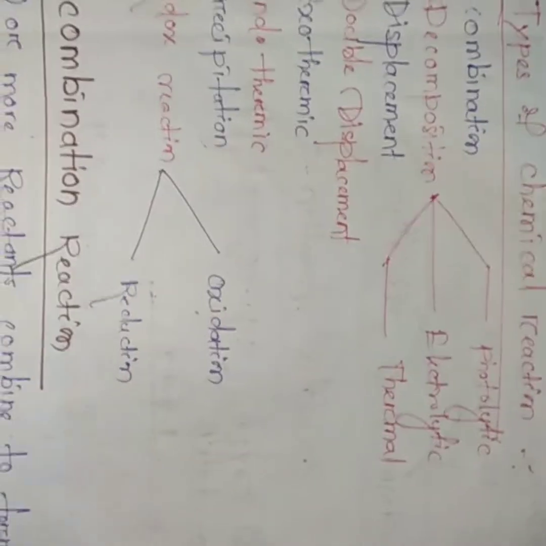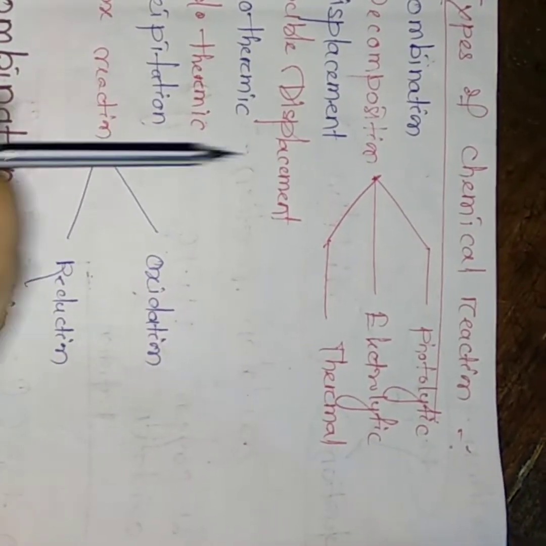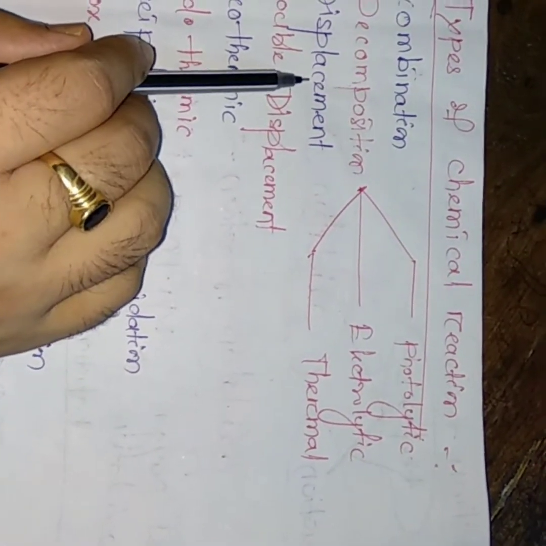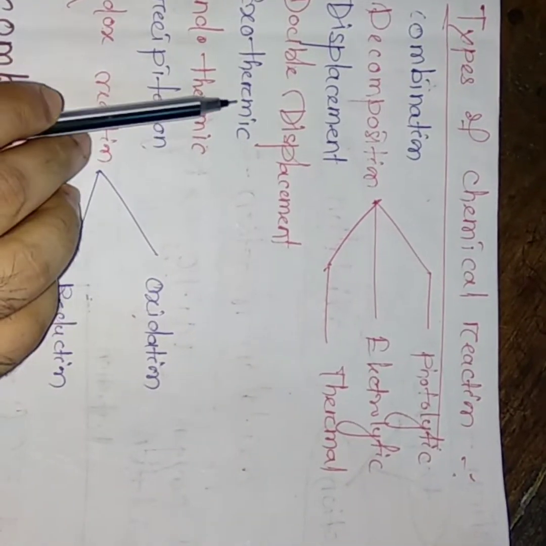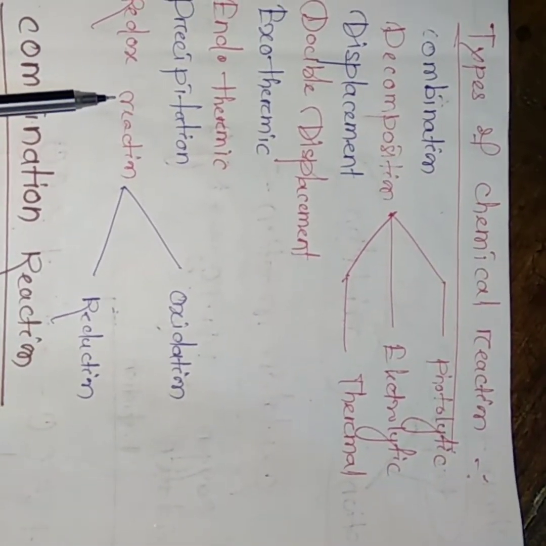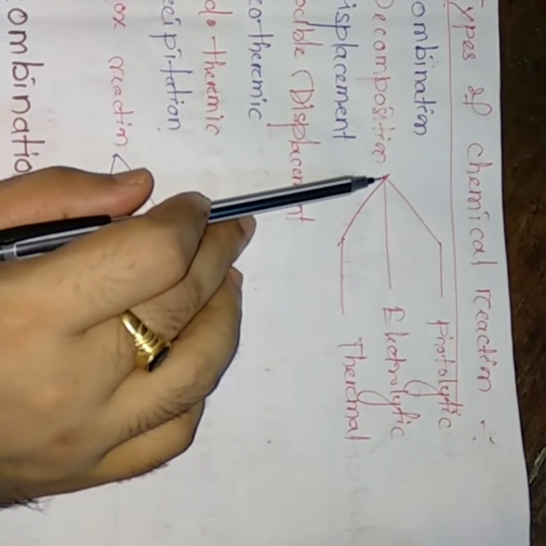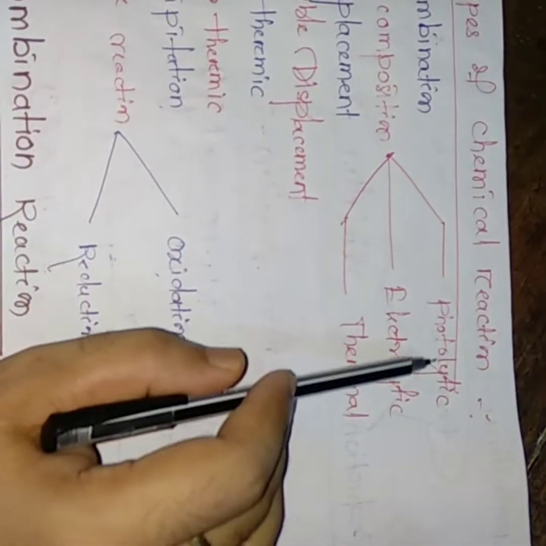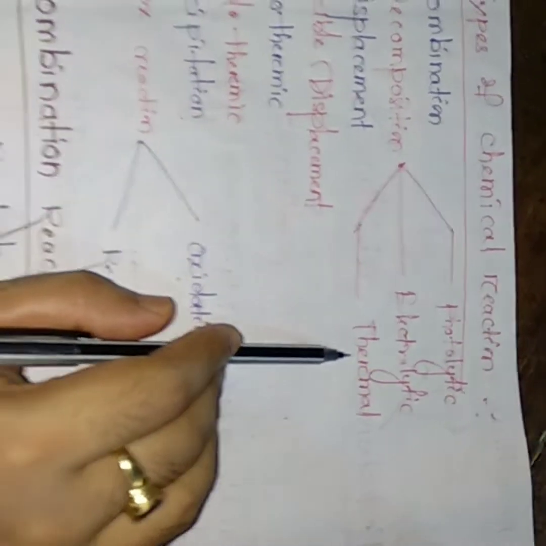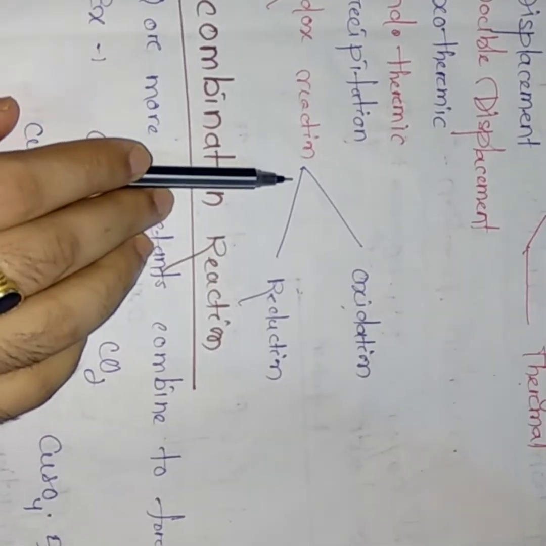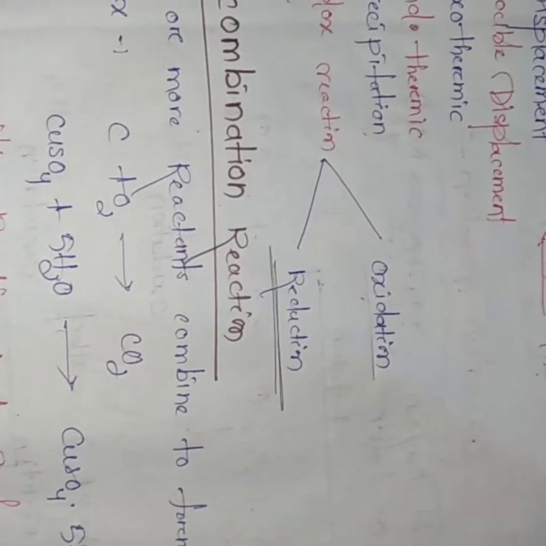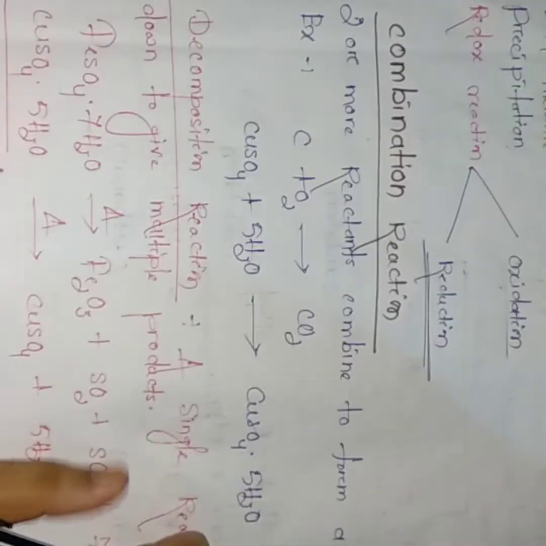Then comes our types of chemical reactions. One is combination reaction, decomposition reaction, displacement reaction, double displacement reaction, exothermic reaction, endothermic reaction, precipitation reaction, then redox reaction. Decomposition reaction has been classified into three categories: photolytic decomposition, electrolytic decomposition, and thermal decomposition. Same, redox reaction has been classified into two categories: one is oxidation reaction and the other is reduction reaction. So let us discuss one by one.